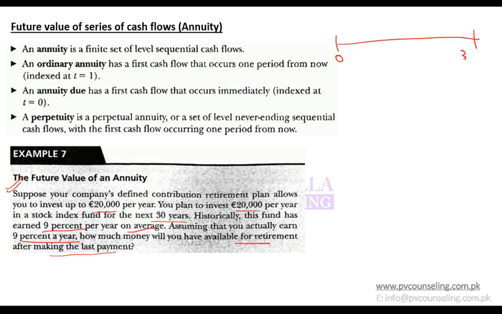So you will be making payments for 30 years and they are asking you how much you would have accumulated at the 30th year. That means they are actually asking you about the future value of all these payments which you are making, 20,000 per year, continued for the next 30 years. And if no details are given as to being an annuity due or ordinary annuity, assume it is an ordinary annuity.